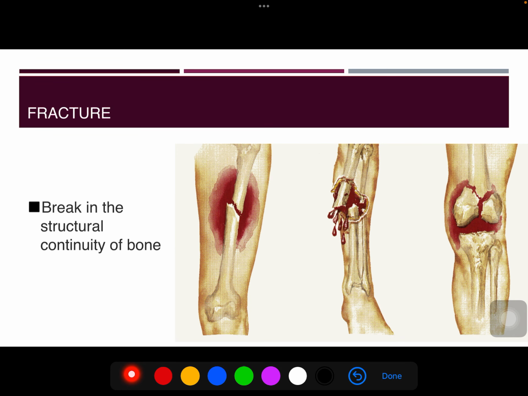So first, fracture means there is a break in the structural continuity of the bone. This is the fracture, where you can see in the figure also there is a break in the structural continuity of the bone. So in this figure you can see.